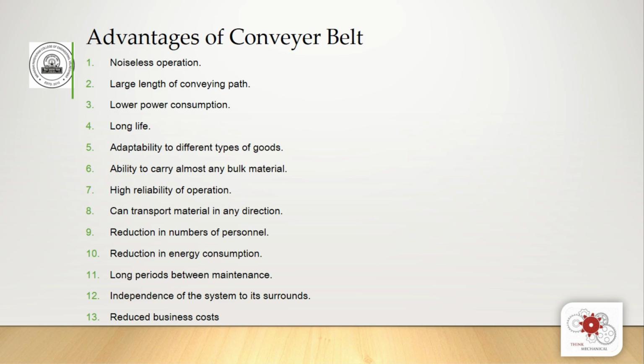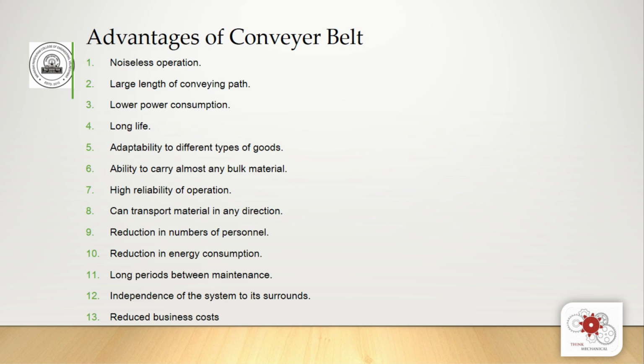Then it is independent of its surroundings. So belt conveyor is an individual system. The whole system can be independent of the total industrial plant, so we do not have to worry about its maintenance along with the other instruments in the industry. It is totally independent of its surroundings. Then reduced business cost. Now how can it reduce the business cost? Because its operational and maintenance cost is low, ultimately it is reducing your total business cost.